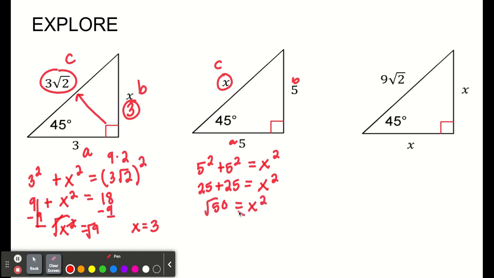We can square root both sides. The square and square root undo each other, leaving us with x, and we can take the square root of 50. That's 2 and 25, 5 and 5, and 5 and 1. That's going to give us 5 radical 2 as our value of x.